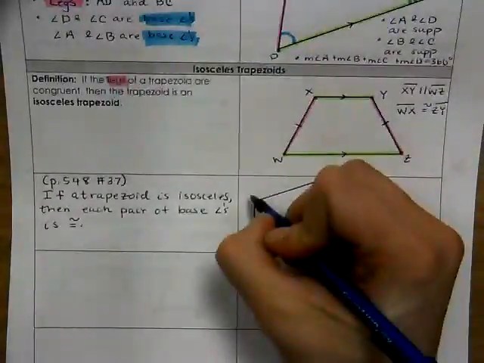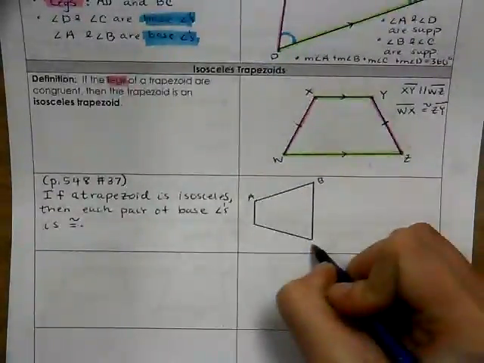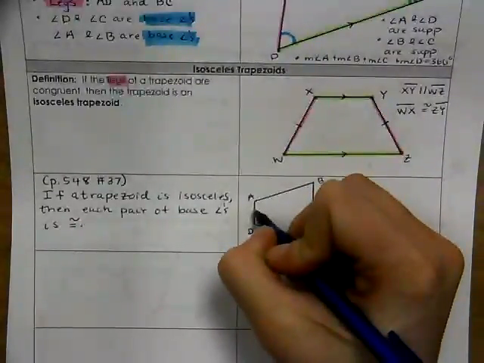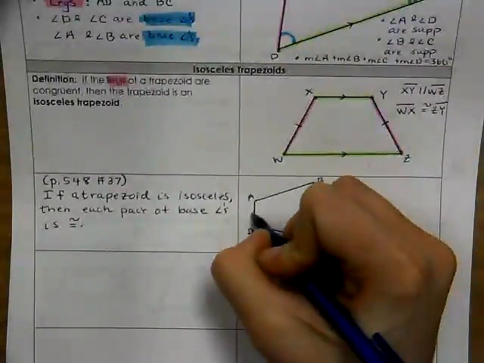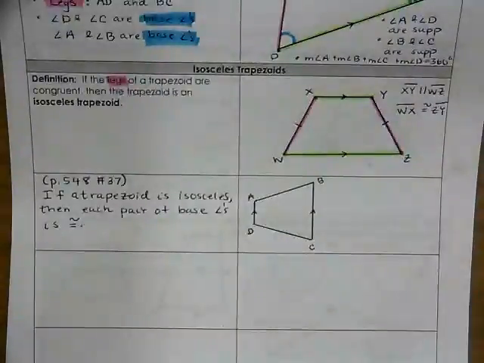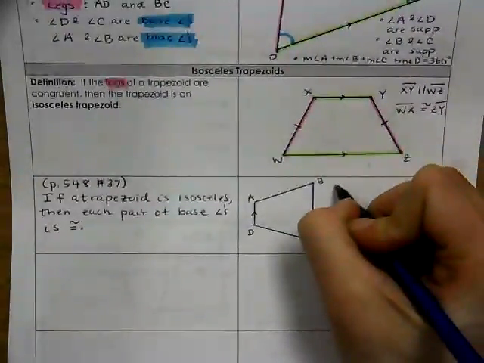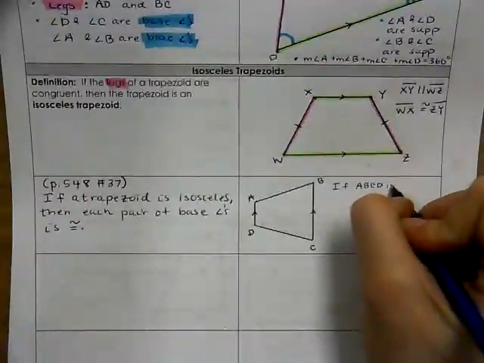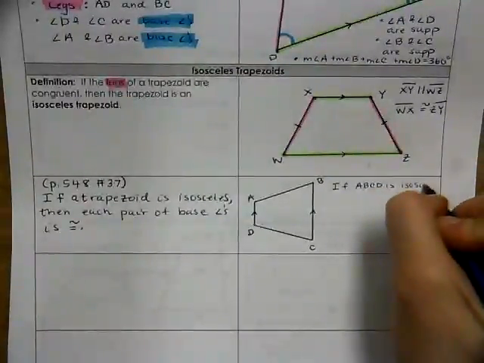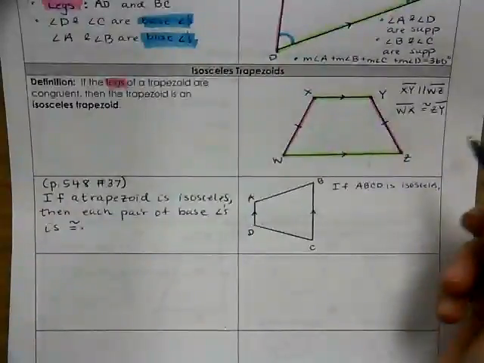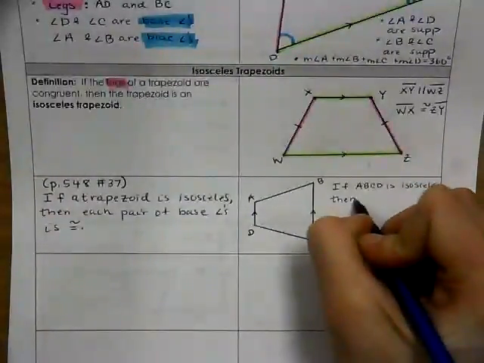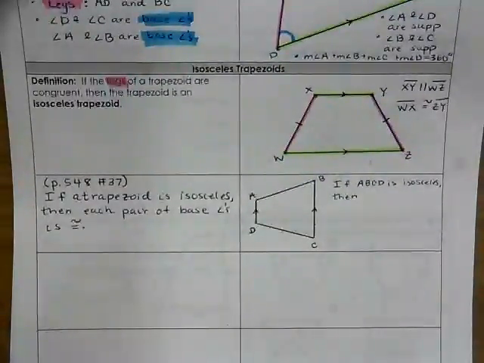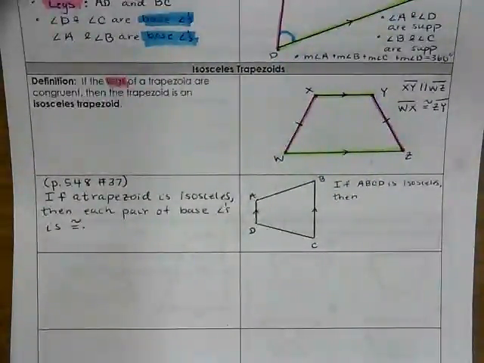So if we have A, B, C, D, where these guys are parallel sides, I want you to finish the statement. If ABCD is isosceles, then what can you conclude based on this theorem? Go ahead and write that down right now.